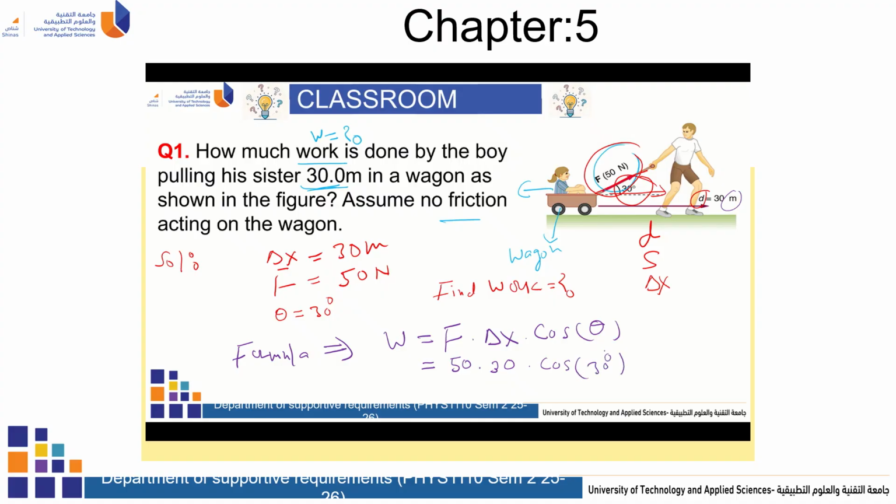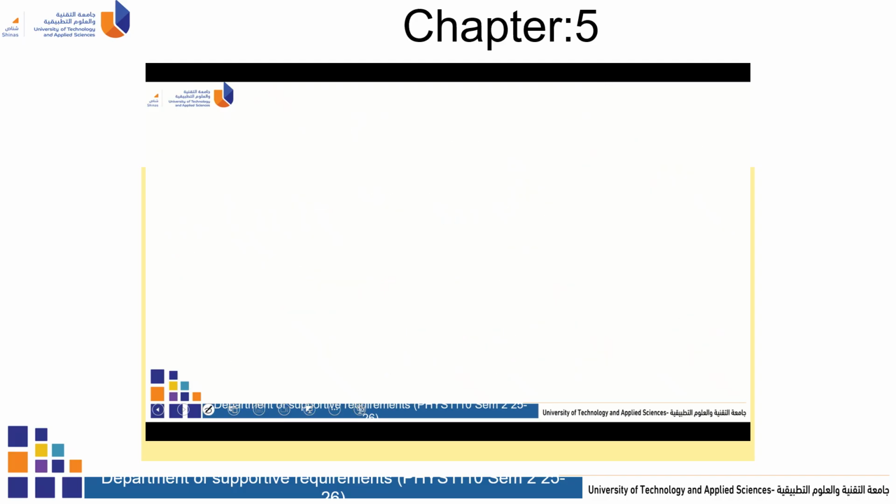If I solve it on my calculator, the answer of this equation is 1299. So this is 1299 joule. The unit of the work is joule. So this is our answer for question number 1.